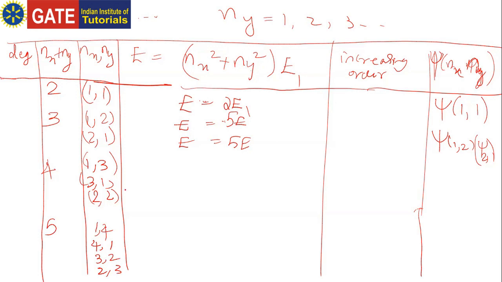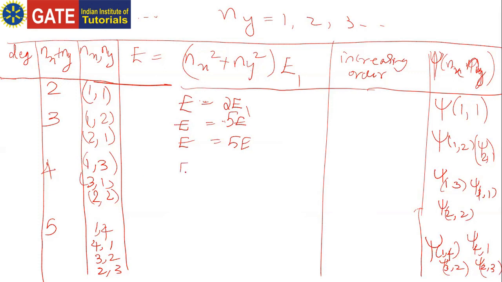Here the wave functions for this are psi 1,3, psi 3,1, psi 2,2. Next, psi 1,4, psi 4,1, psi 3,2, psi 2,3. Here for nx plus ny equal to 4, what are the possible energies?